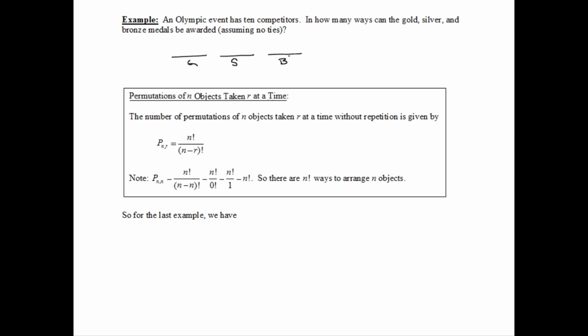There are 10 competitors, so there are 10 possibilities for the gold medal. For the silver medal, we only have 9 because the gold medal winner cannot also receive the silver. For the bronze, both of these 2 are eliminated, so we have 10 minus 2, so 8 possibilities. The person who finished gold and silver cannot also get the bronze. So we have 10 times 9 times 8, that's 10 times 72, or 720 possible ways that the medals can be awarded.